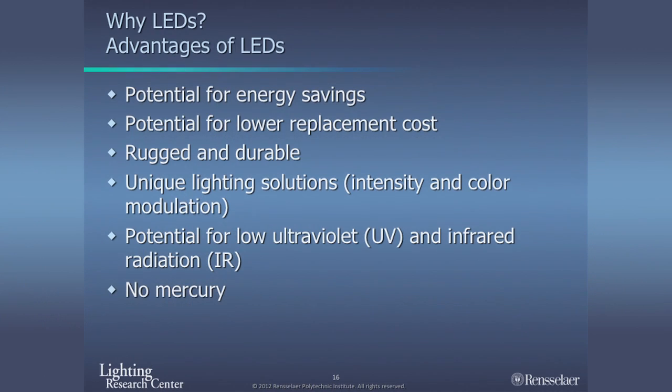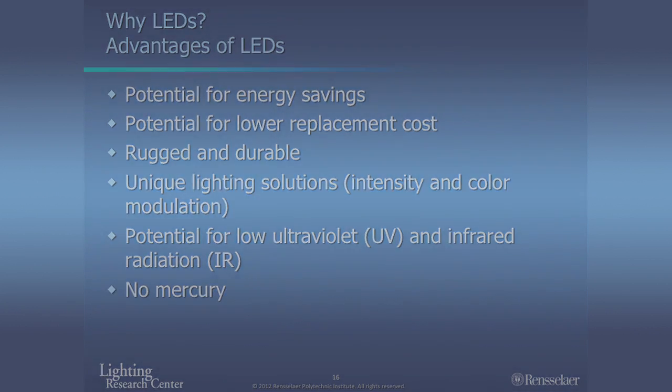Unique lighting solutions. It's easy to modulate their intensity, in other words, to dim them up and down. And we can also, with certain technologies, change their color, which is interesting to some people. Potential for low ultraviolet and infrared radiation. If you're an art museum, that's important to you. And then there is no mercury, which in this world where we're trying to eliminate all of the hazardous materials from our buildings, that's really important to people.